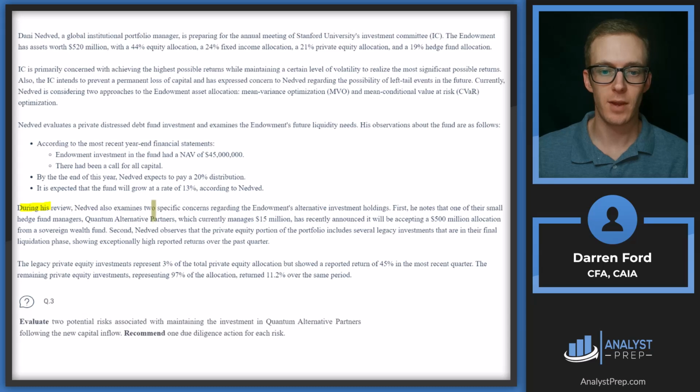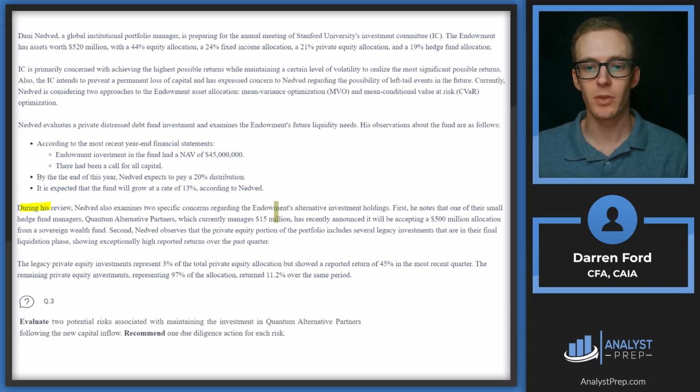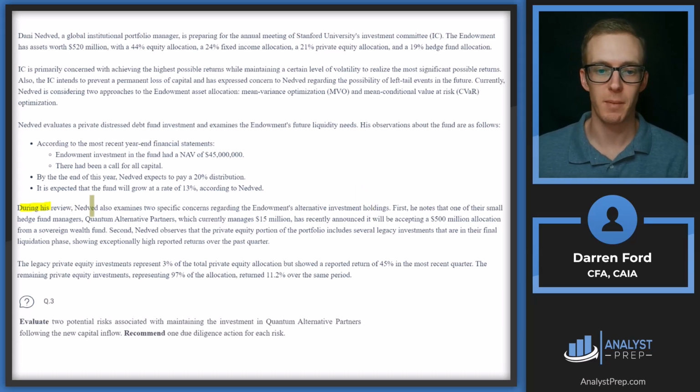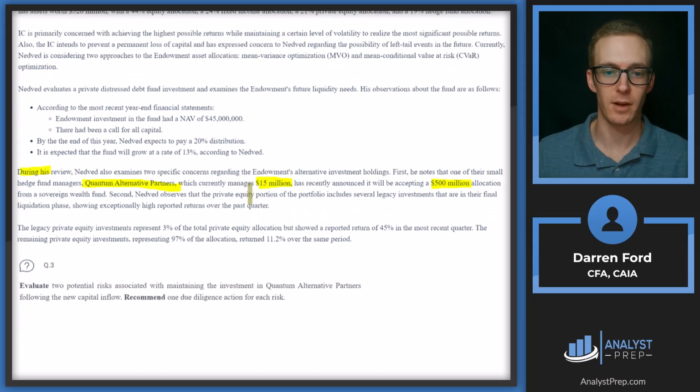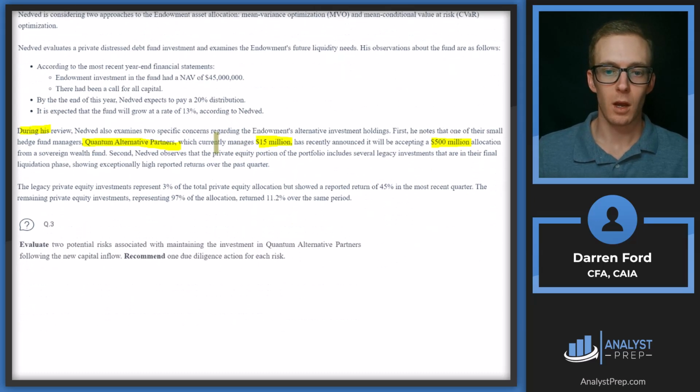During his review, Nedved also examines two specific concerns regarding the endowment's alternative investment holdings. First, he notes that one of their small hedge fund managers, Quantum Alternative Partners, which currently manages 15 million, has recently announced it will be accepting a 500 million allocation from a sovereign wealth fund. So that's a big red flag here. We have 15 million currently, and they're accepting 500 million more dollars. I mean, good for them and their management fees, but may not be best for us as the allocator investor.